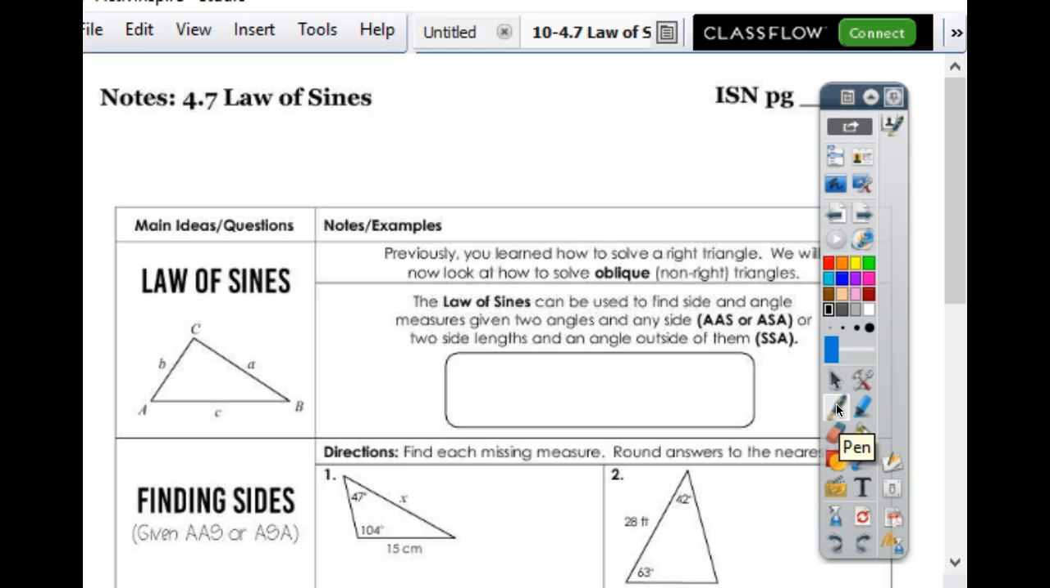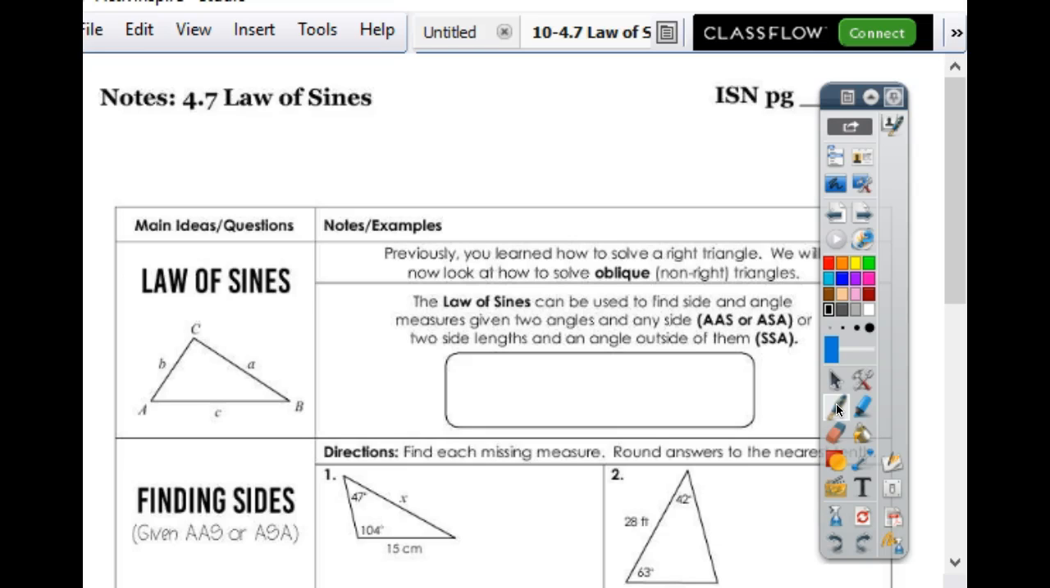So when we have triangles and I don't have a right angle, I still want to be able to find the sides and the angles. So there's no right angle here, so I can still find all of the sides and all the angles. And we're going to use something called the law of sines. And you're going to like this because I'm really not lying. This is easy. You're going to like it.